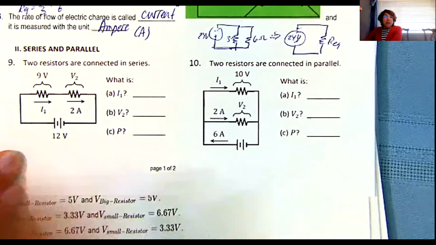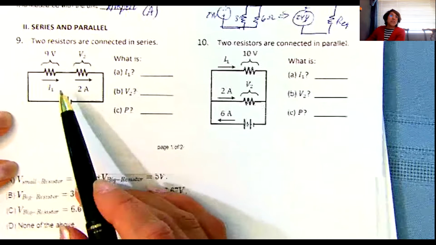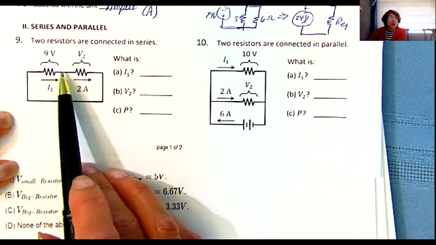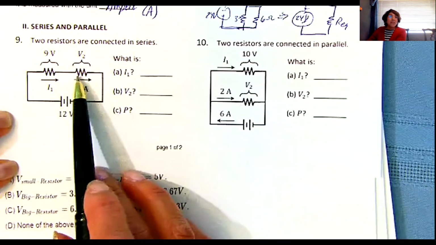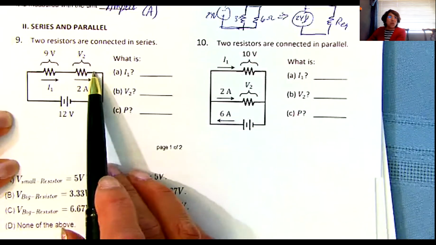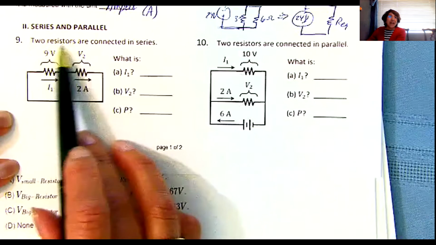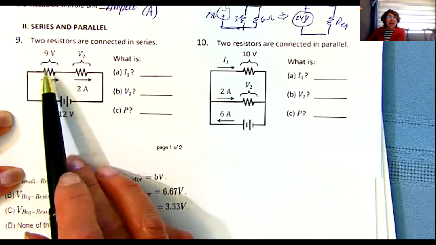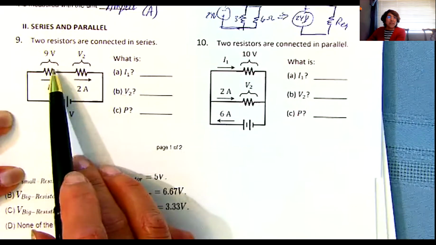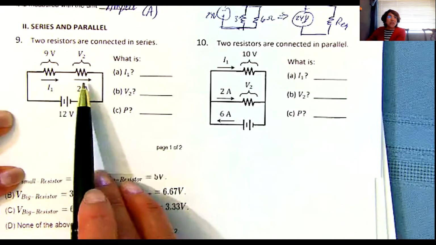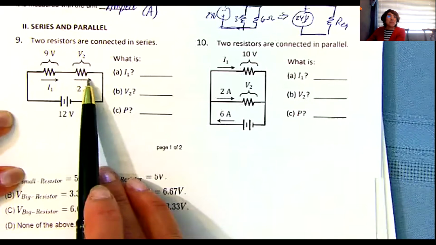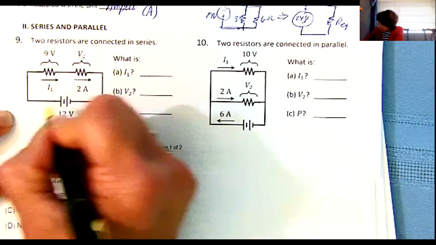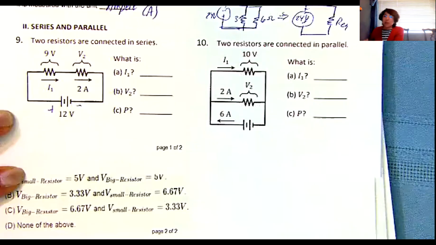Good. Number 9. Okay, so question here. I've got a resistor here, but I don't know how much resistance it is. And I have another resistor here, and I don't know how much resistance. And yes, they are connected in series. And they're telling me that I have 9 volts across this one. Oh, and look at that. They're telling me that the current through this one is 2 amps. And they tell me the battery is 12 volts. Okay, so I'm going to go ahead.